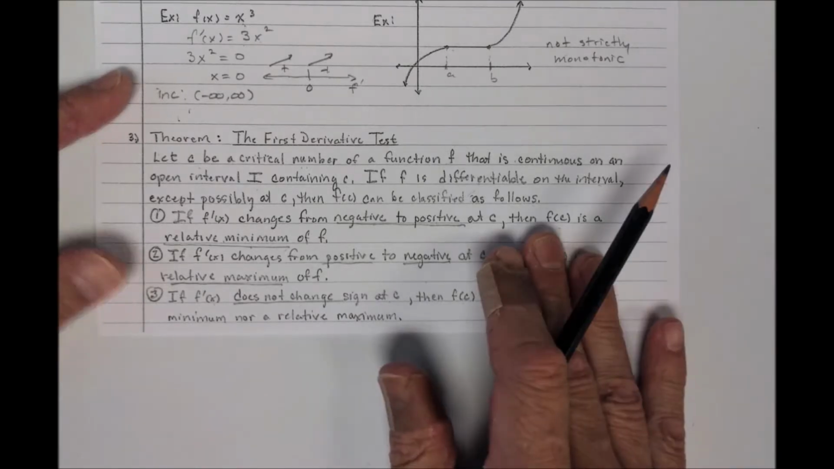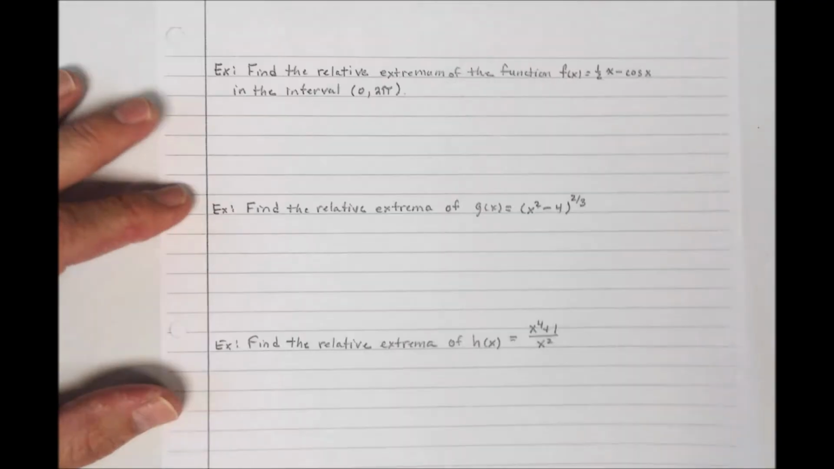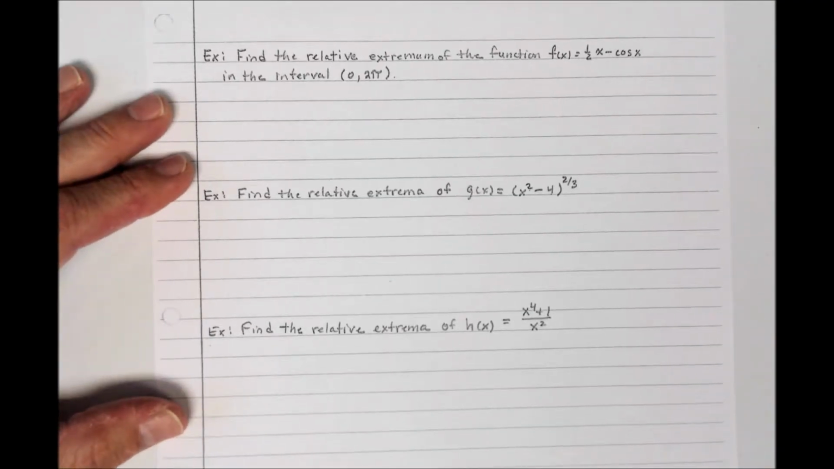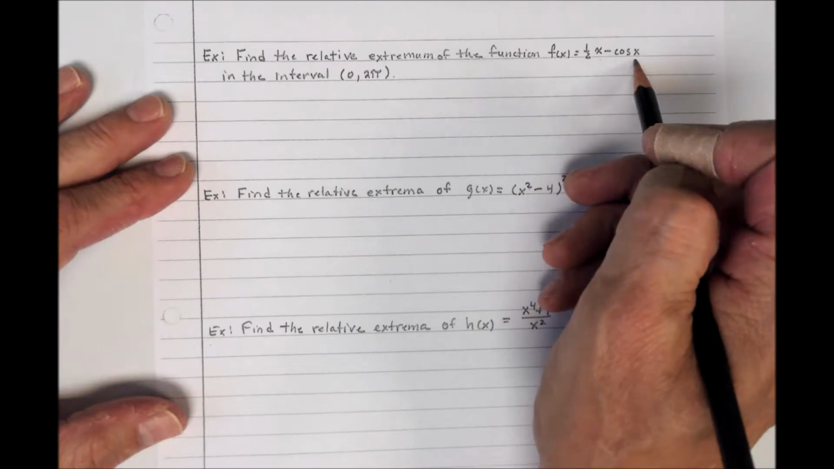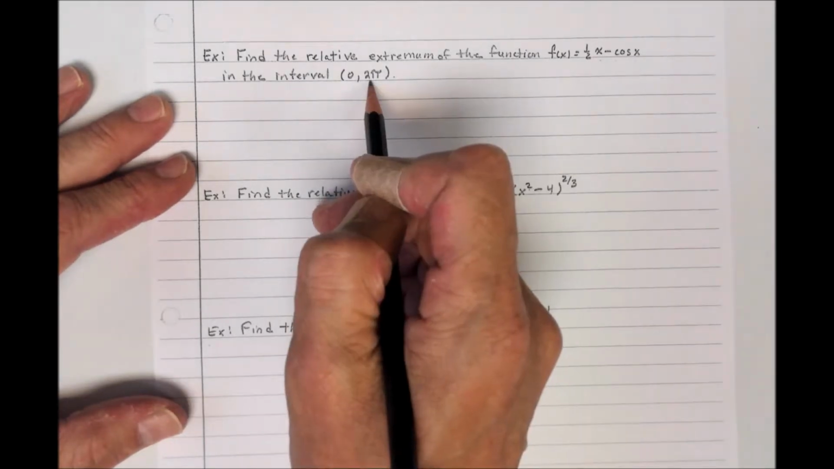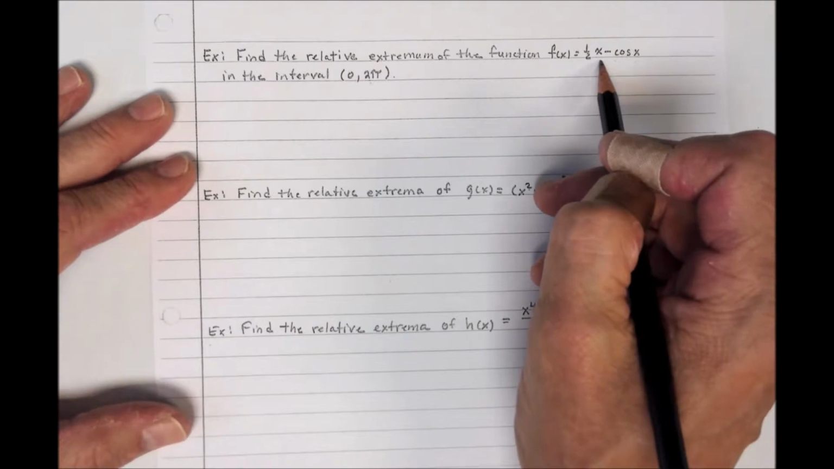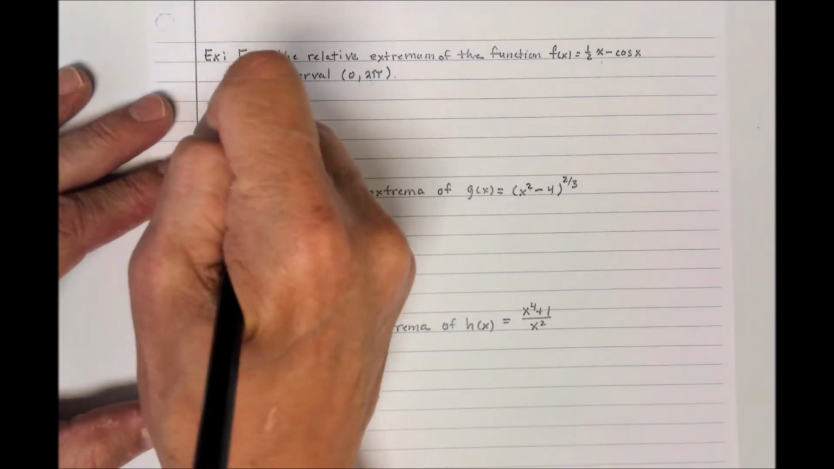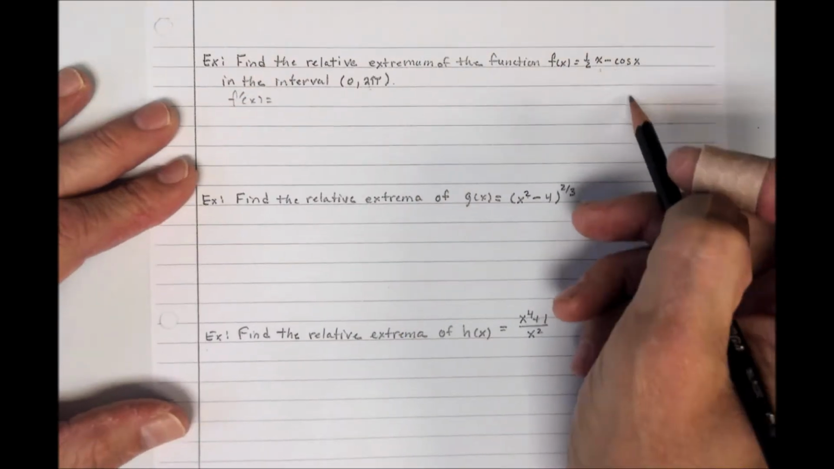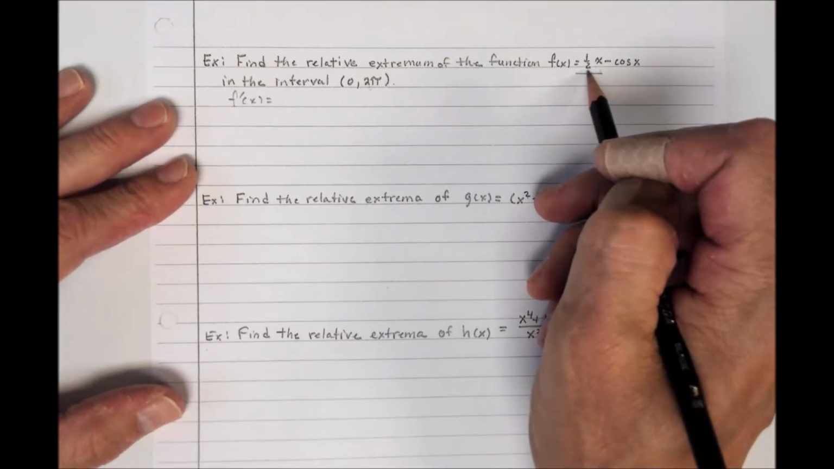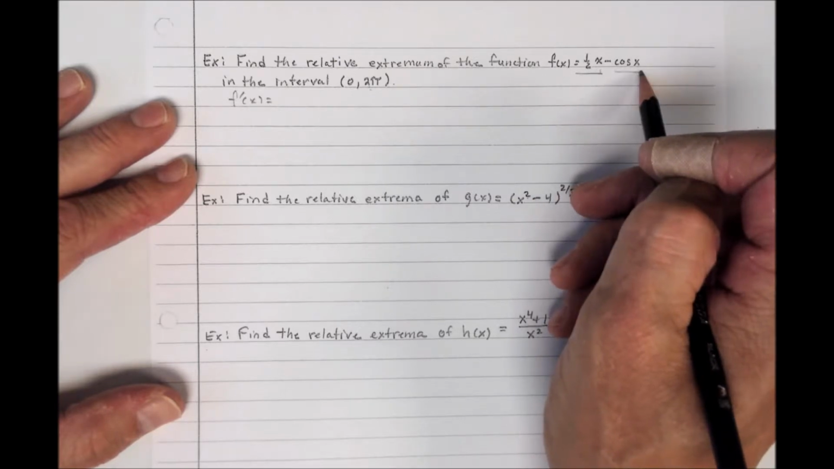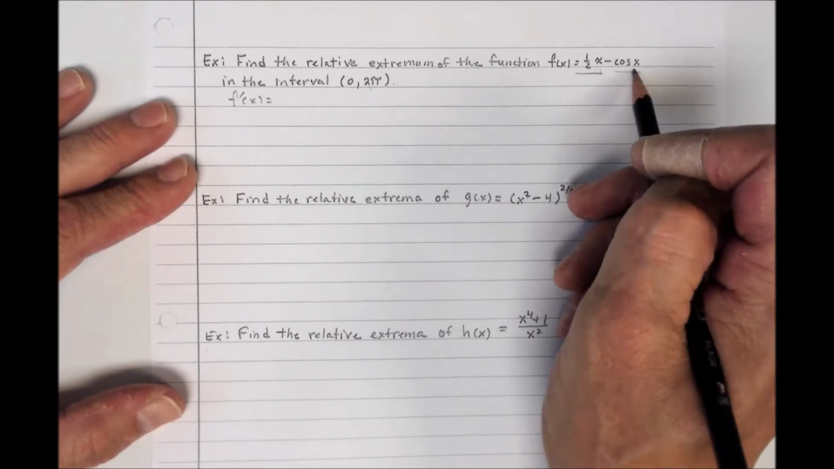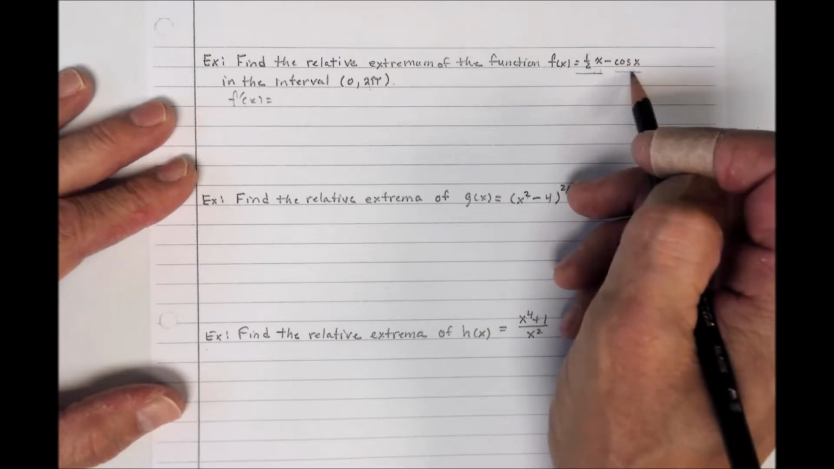All right, now let's try some examples. Find the relative extremum of the function f of x equals 1/2 x minus the cosine of x on the open interval from 0 to 2 pi. Now this is a continuous function. By the way, if you're wondering, well, you just stated right out there that it's a continuous function. This is linear. This is a trig function. We know this is continuous. We know this guy's continuous. Their sums or differences are going to be continuous. We had that back in the section on continuity.